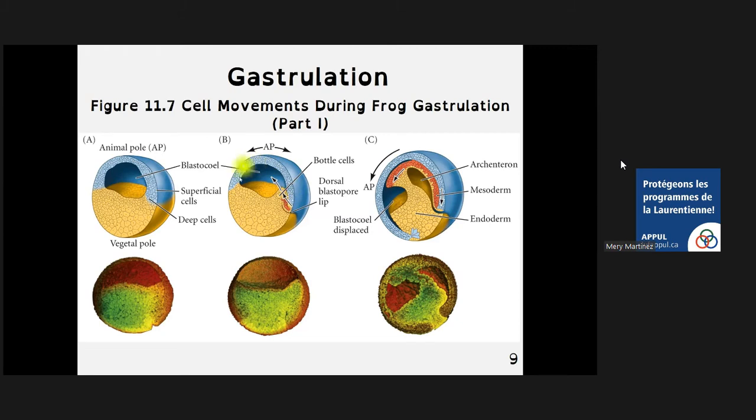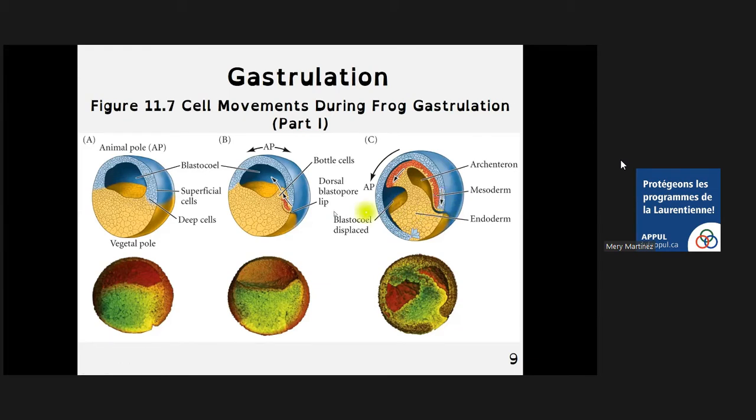Okay, so remember, we're going to have cells moving either way, right? As we see here, it goes both ways and continue to invaginate. This is the blastocele that now starts getting displaced towards the left. And here we see the appearance of the archenteron.